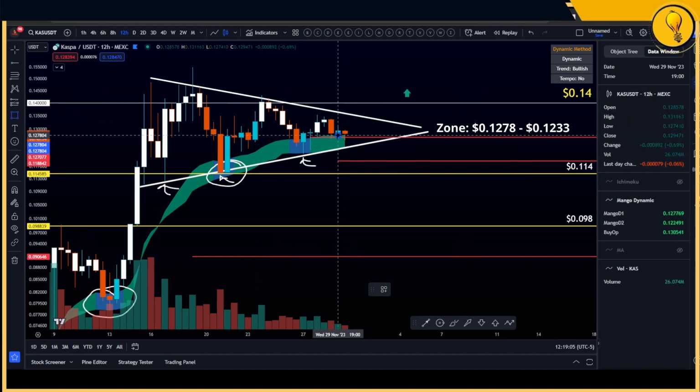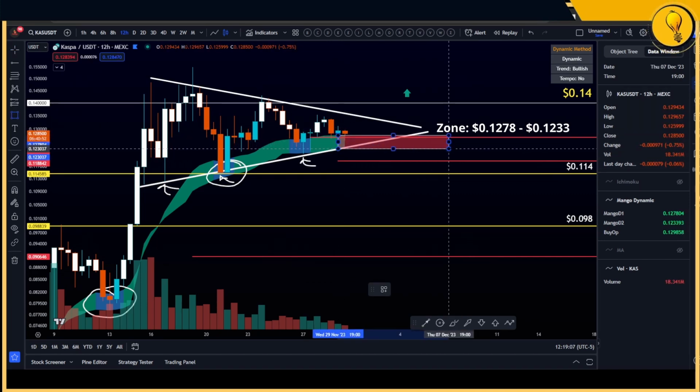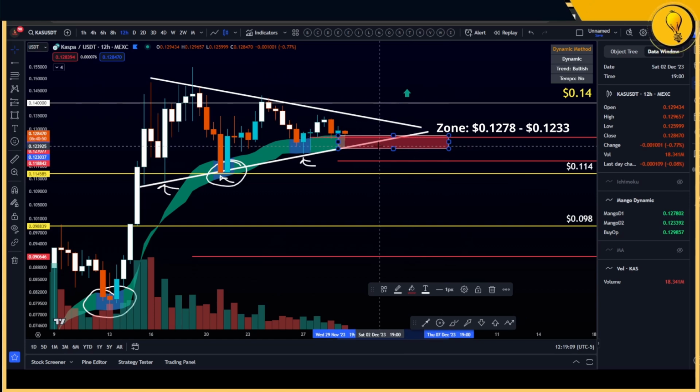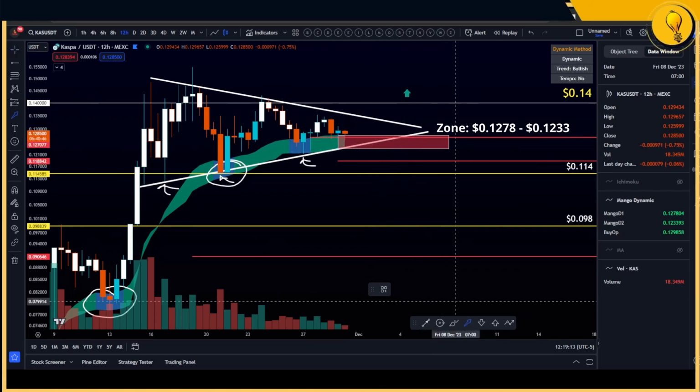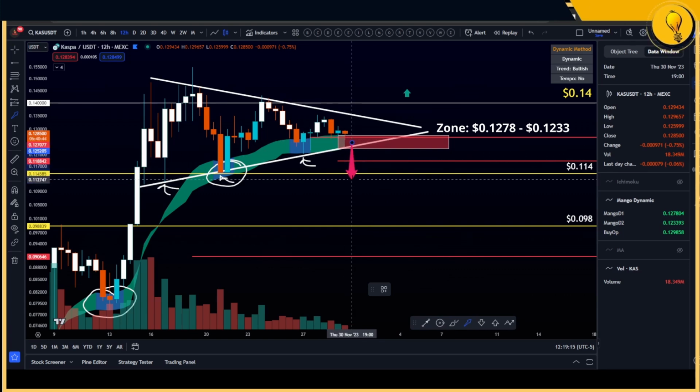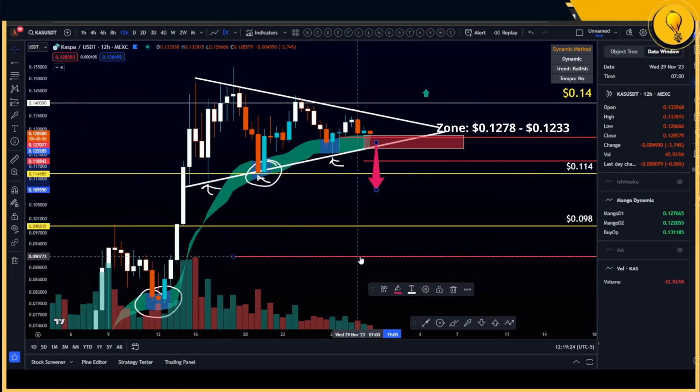This, guys, is the critical level that you ought to be looking at. If KASPA breaks this level to the downside, expect continuation to the downside. I know I personally will be expecting continuation to the downside. The measured move of that symmetrical triangle will take KASPA all the way down to 9 cents, which is going to be approximately a 26% dump to the downside. So this is that bearish case that I want you to be aware of while trading KASPA.